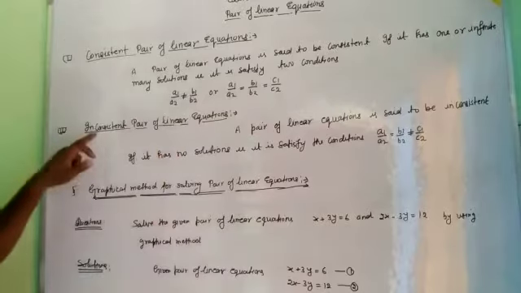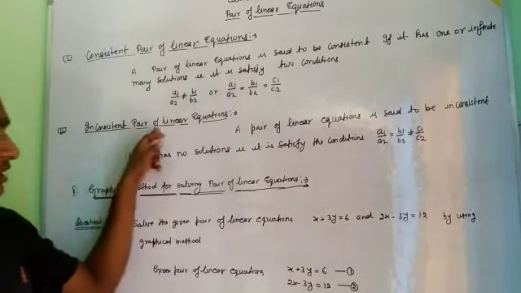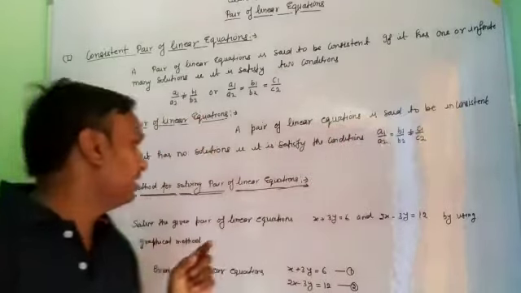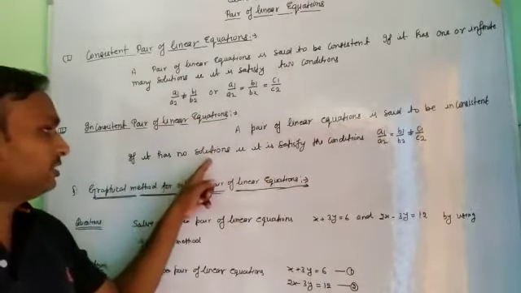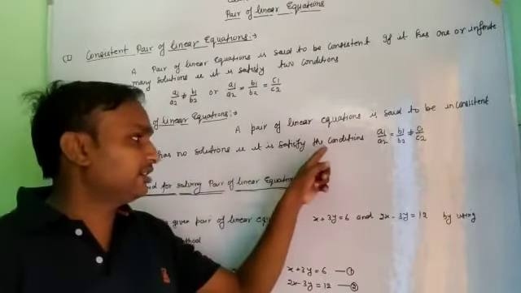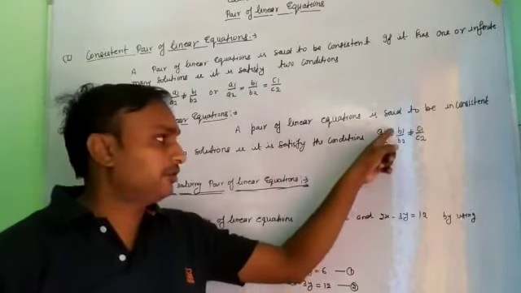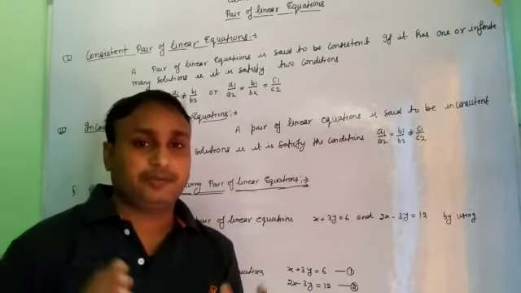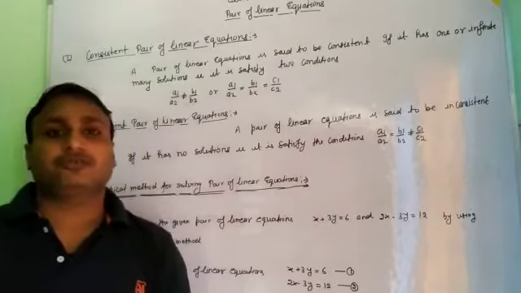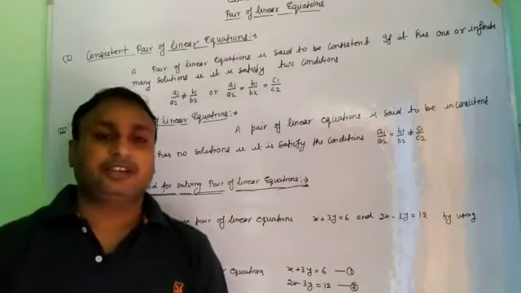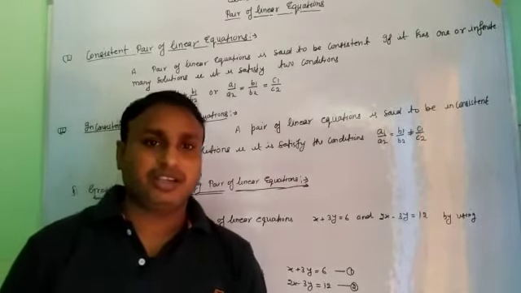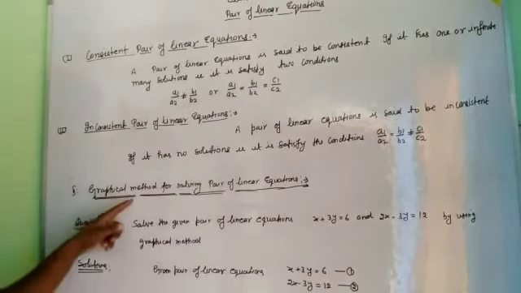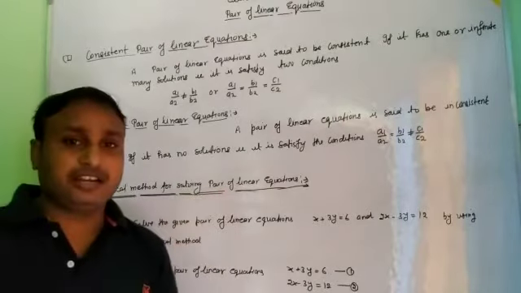Next, the inconsistent pair of linear equations. A pair of linear equations is said to be inconsistent if it has no solution, that is, it satisfies the condition a1 upon a2 equal to b1 upon b2 not equal to c1 upon c2. That is, if a pair of linear equations has no solution, then the system of linear equations is said to be inconsistent. The next topic is the graphical method for solving a pair of linear equations.